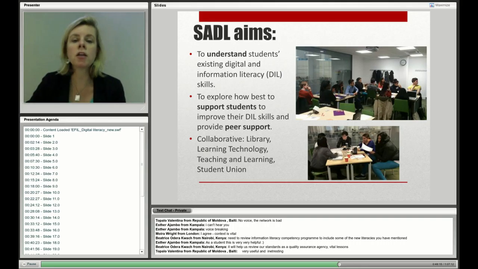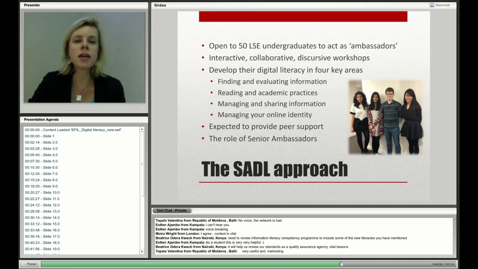We're really looking to improve the provision for students in the area of digital literacies, but certainly 3 years ago when we started this programme, we didn't feel that just putting on lots of extra workshops in topics that we thought were interesting would be the most helpful way of doing this. Some of the approaches in this project, as I say, has been to rely on this idea of students providing peer support for others.